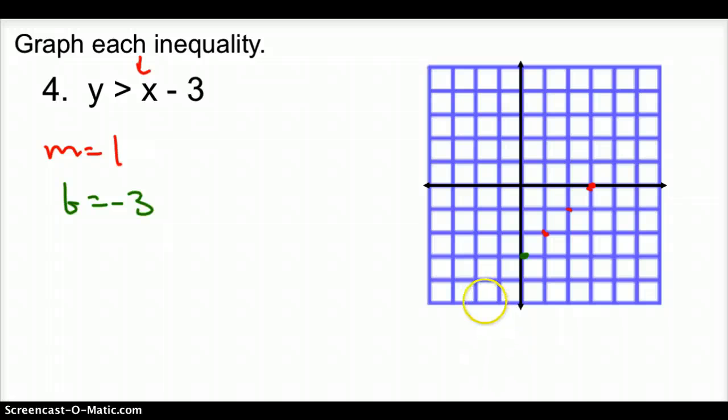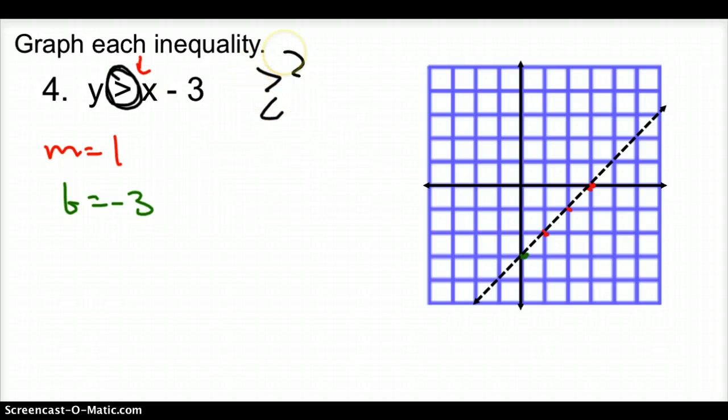Now, here is the tricky part. We are drawing a dotted line for a reason. I did not pick that dotted line by accident. Why is it a dotted line? It is a dotted line because we have a greater than inequality. A greater than or a less than inequality means dotted line.